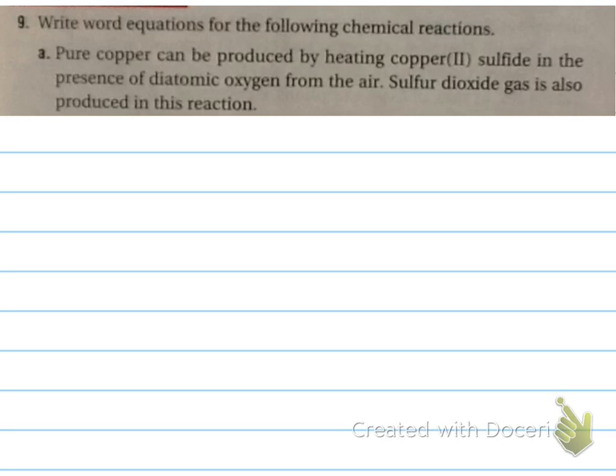Letter A, pure copper can be produced by heating copper 2 sulfide in the presence of diatomic oxygen from the air. Sulfur dioxide gas is also produced in this reaction. So our word equation, remember, our only symbols are going to be arrows and plus signs. So pure copper can be produced. Here's one of those tricky ones because pure copper is actually a product.